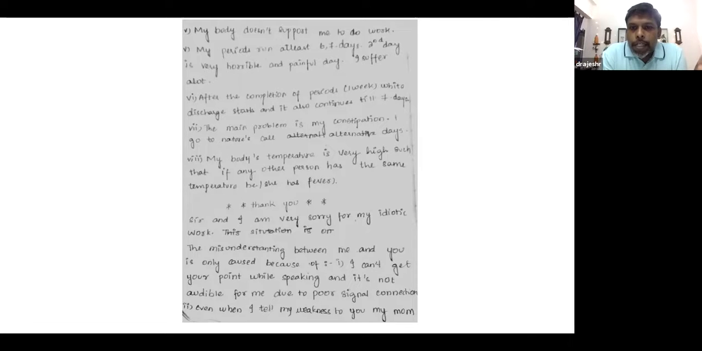My periods run at least 6 to 7 days. The second day is a very horrible and painful day. I suffer a lot. After the completion of periods, white discharge starts for one week and it is also continuous for 7 days. So that is exactly the second half after the menstrual cycle. The main problem is my constipation. I go for the nature call on alternate days. My body's temperature is very high, such that if any other person has the same temperature, one might feel that I am sick.